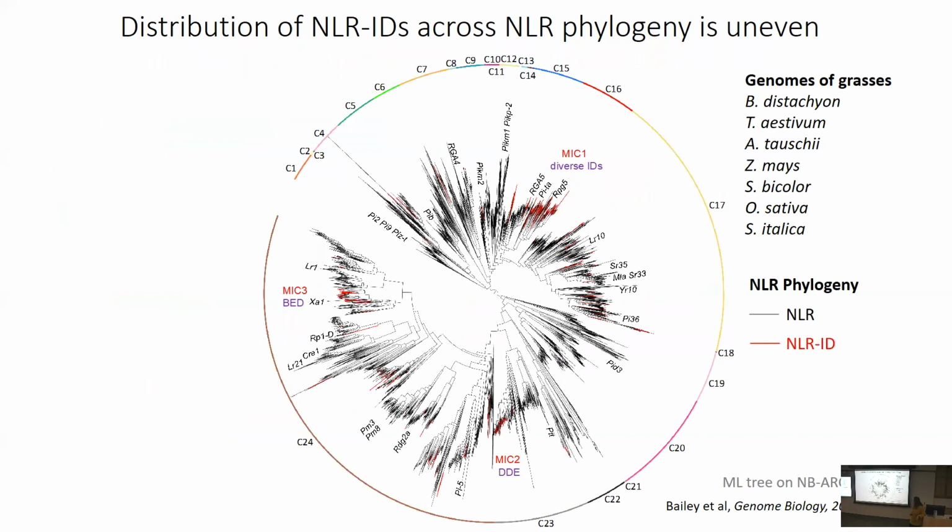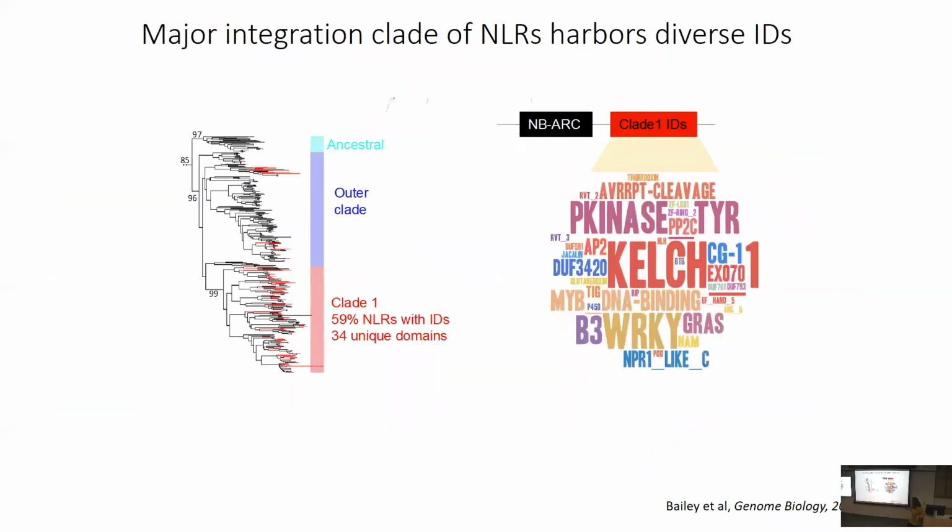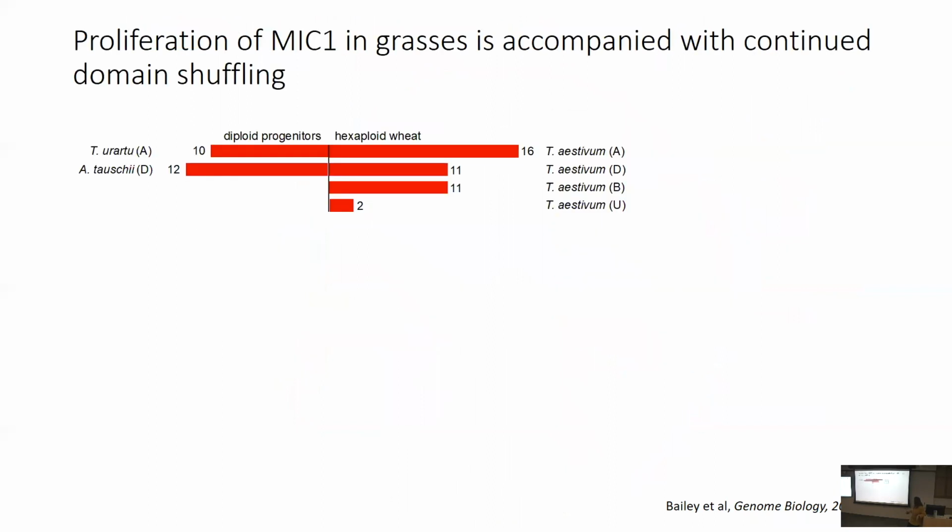And long story short, we made a tree. We mapped on the tree, and this is 9 grass genomes, where those NLR IDs were. And we found that there were several clades that were highly enriched in those fusions. And that's been published, so I'm going to go quickly. And again, there's one clade in which more than 60% of NLRs were fused to very diverse domains.